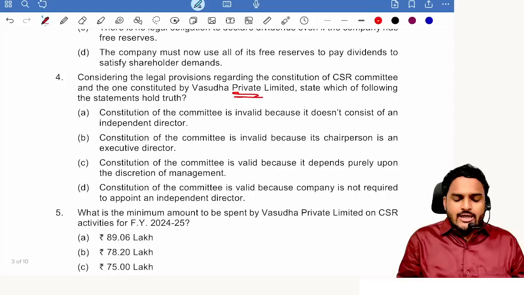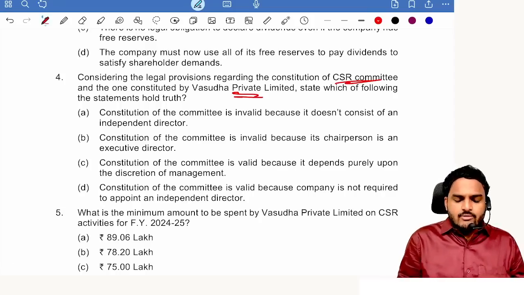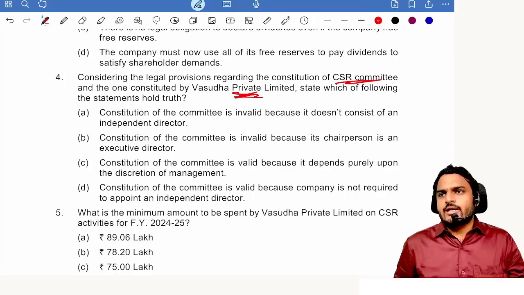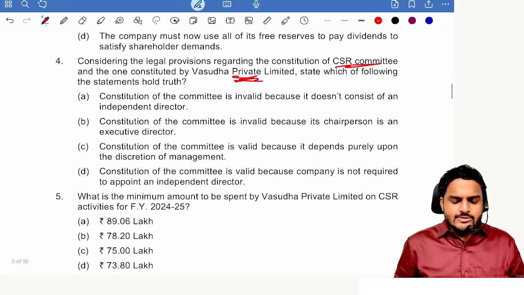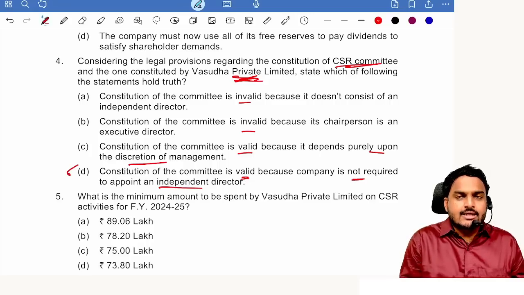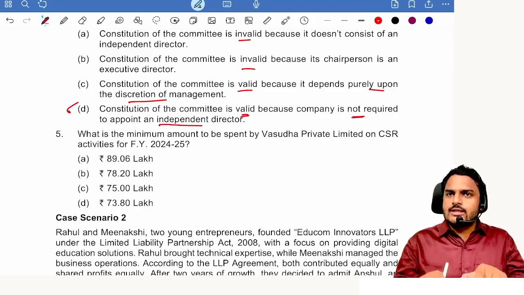Private Limited. So actually a CSR committee shall have 3 directors. One should be an independent director. But we are talking about a Private Limited company. A Private Limited company will have a minimum of 2 directors. No need for independent directors. So accordingly you can select the option. Constitution of committee, invalid, valid. It depends purely upon the discretion of management. Constitution of committee is valid because the company is not required to appoint an independent director. This might be the right answer. We'll see the scenario. What is the minimum amount to be spent by Vasudha Private Limited on CSR activities for financial year 24-25? For this also we need to see the scenario.